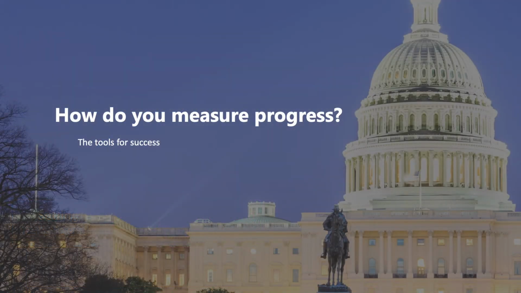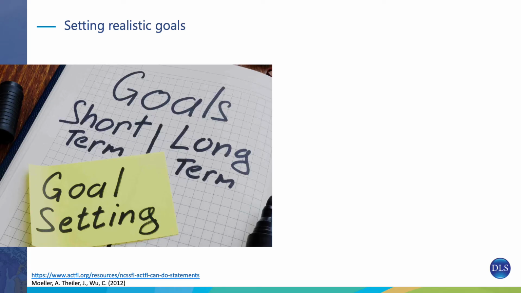Now that we've seen some of the benefits of measuring progress, let's talk a little bit about the how of measuring progress. So, as we've said earlier, measuring progress starts with setting goals. And when it comes to language learning, not all goals are created equal. In order for goal setting to have that really positive effect on achievement and performance that we saw in those research studies, goals have to be effective and realistic. So let's take a look at what that means.